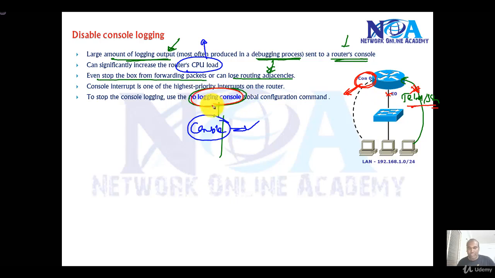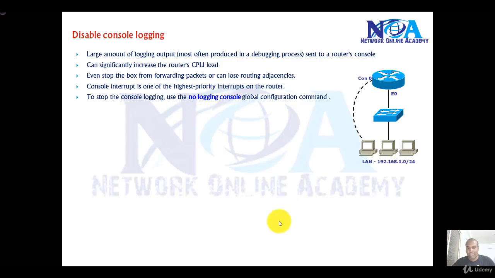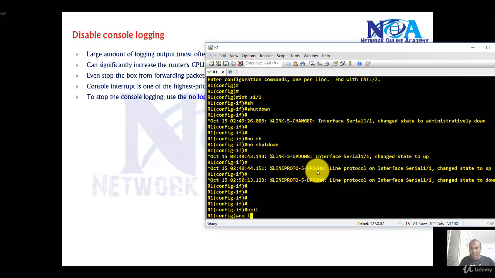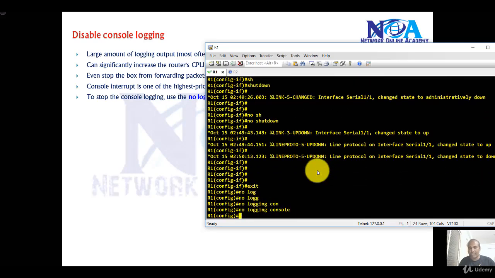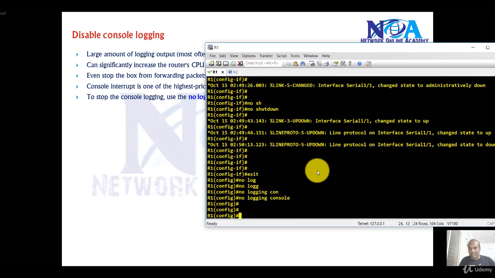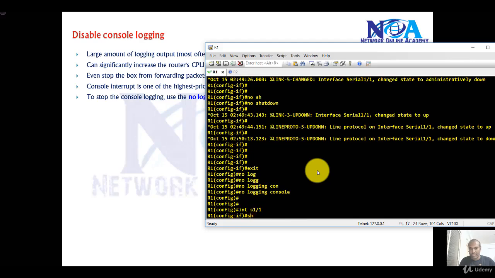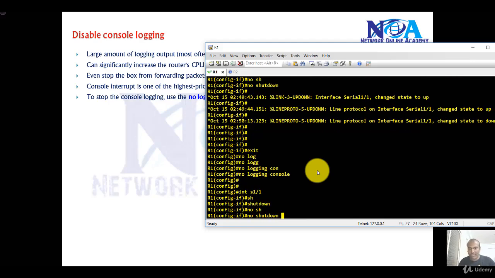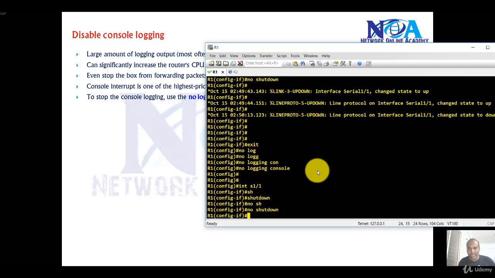So most of the time we don't use the console, so it's recommended to disable the console messages by using no logging console, which is enabled by default. Once I disable the console logging, if I make some changes on the network, let's say my interface goes down, you can see I don't see any log messages displayed here.